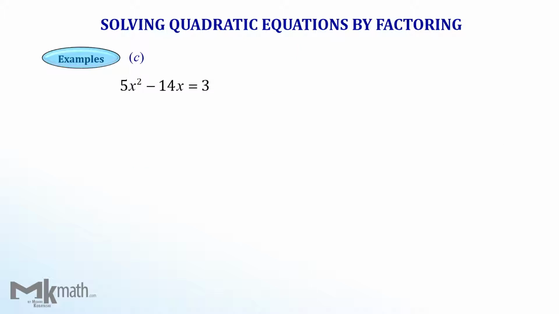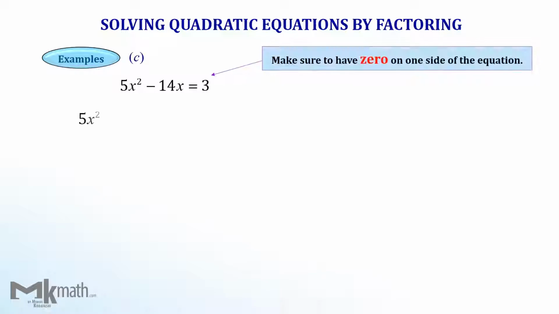Let's look at another example, C. First, always make sure to have 0 on one side of the equation. Then check the common factors before applying the cross method. We do not see any common factors in this question. Write 2 sets of brackets to start.